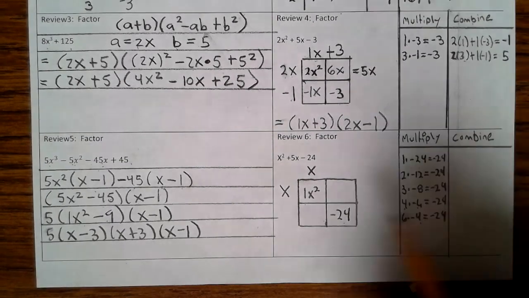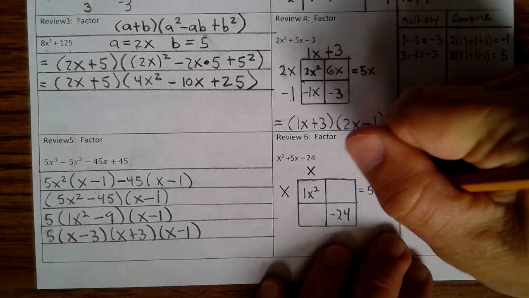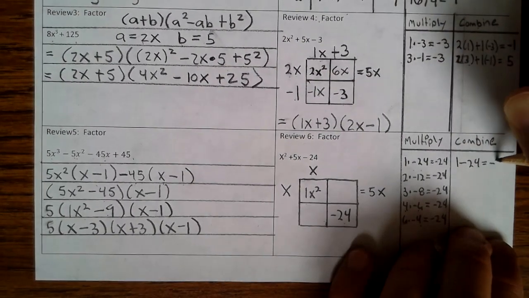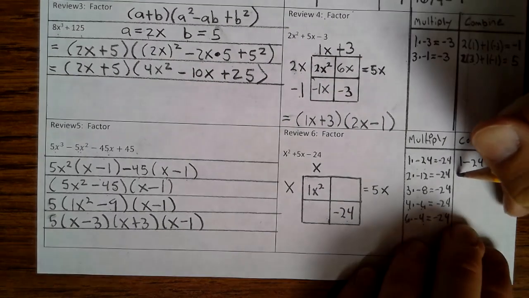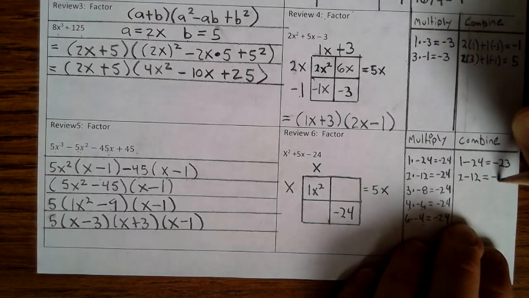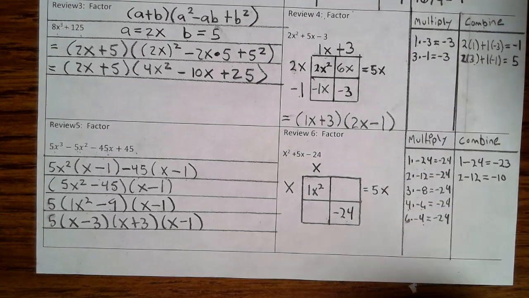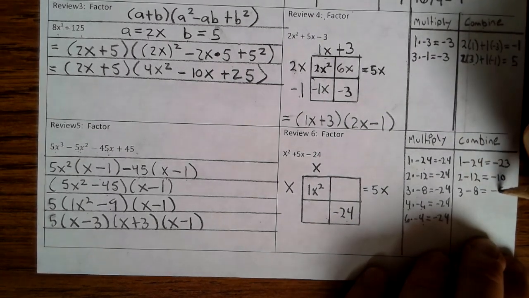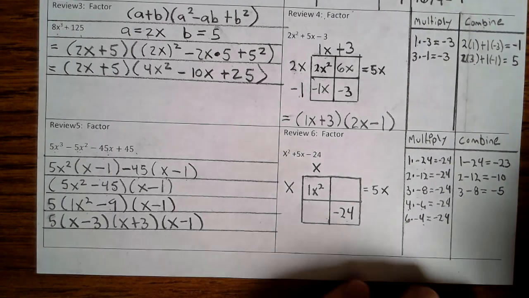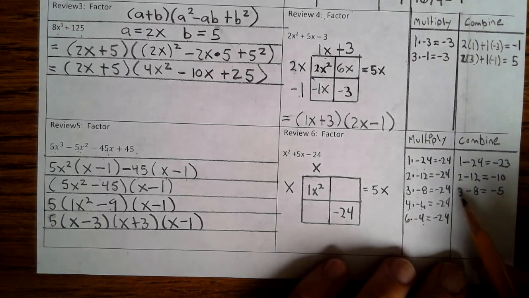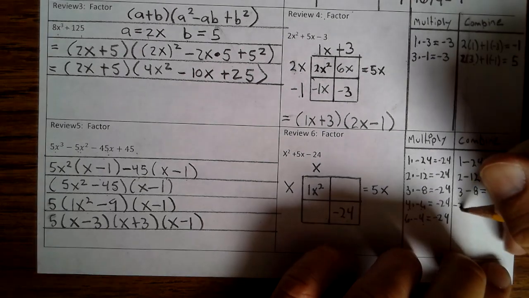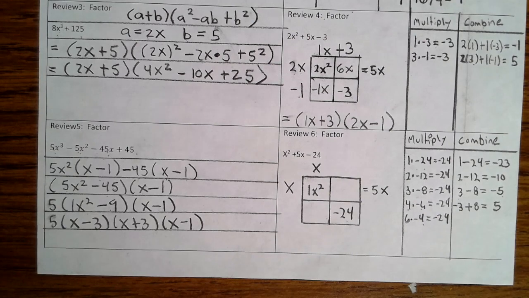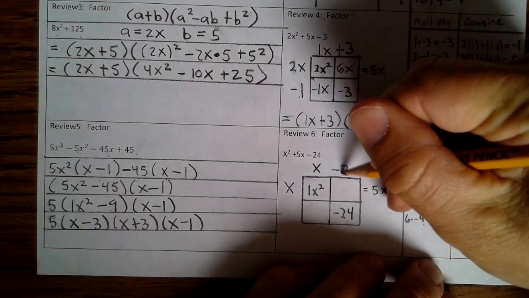So now let's combine to find 5x. So 1 minus 24 is negative 23. That doesn't work. 2 minus 12 is negative 10. That doesn't work, but we're getting closer to a positive 5, it looks like, maybe. 3 minus 8 is negative 5. Now, wait a second. We have the 5, but it's the wrong sign, so all we have to do is switch the sign here. So let's make this negative 3 plus 8, which is positive 5. So our combination is x minus 3 and x plus 8.